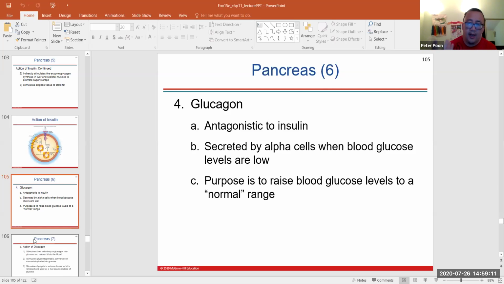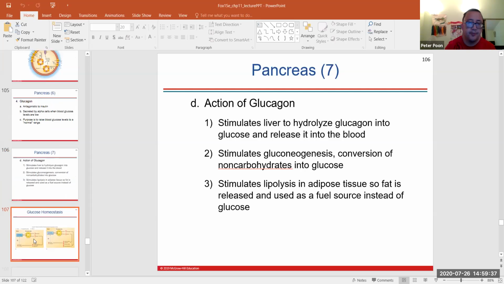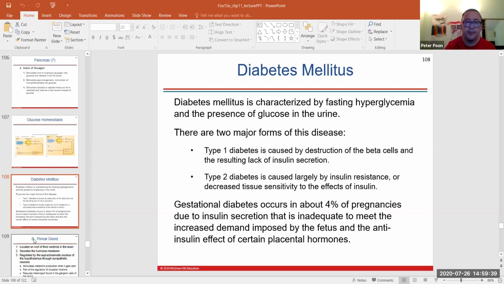Glucagon is the exact opposite. Its purpose is to raise blood sugars to a normal range. To do this, it causes the liver to hydrolyze glycogen into glucose. It causes gluconeogenesis, which makes new glucose, and it causes fat burning to occur.